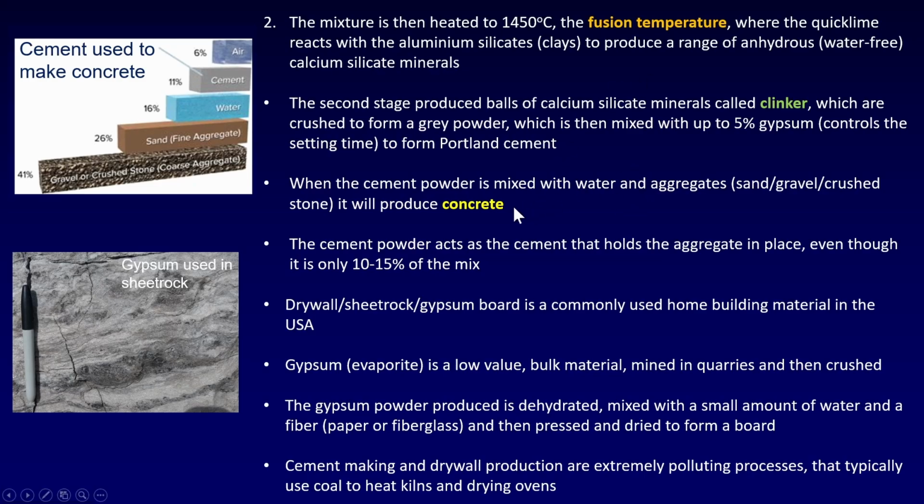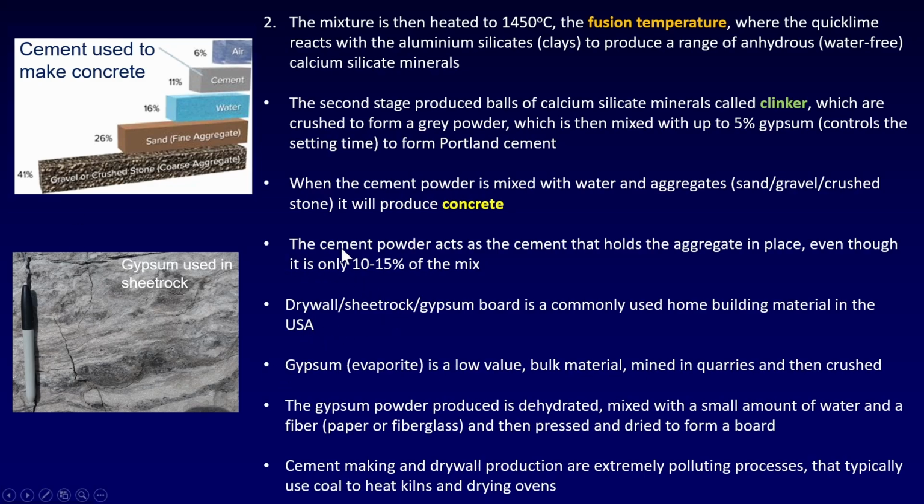When your cement powder is mixed with water and aggregates, which consist of sand, gravel, and crushed stone, it will produce something which we refer to as concrete. If we look at this diagram here, you can see what concrete is actually made of based on percentages. It's going to be about 40% crushed stone and gravel, that's your aggregate. You're going to put in about 25% fine aggregate in the form of sand, about 16% water, 11% cement, and 6% air. So the actual amount of cement involved in making concrete is surprisingly low.